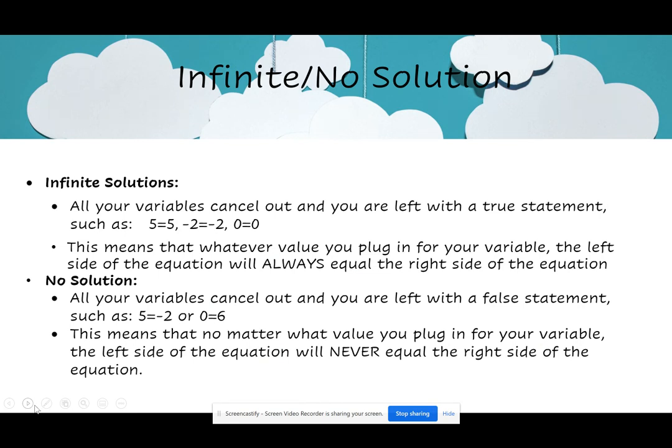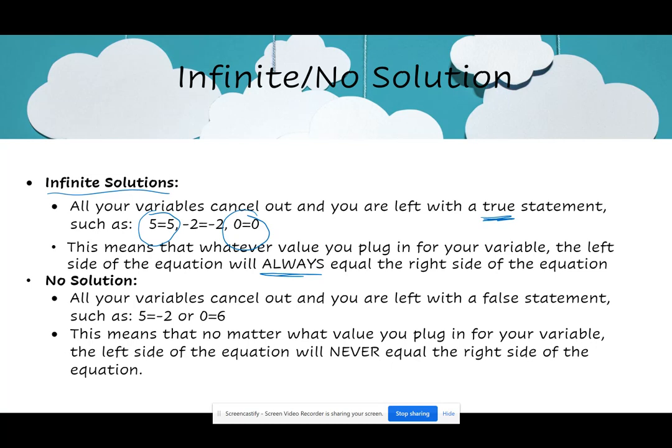Now, in some cases, we are going to have something called infinite solutions and no solutions. We'll go through examples of each of them, but infinite solutions is when all your variables cancel out in your problem, but you're left with a true statement. So like 5 equals 5. Does 5 equal 5? Yes, it does. So that means it's infinite solutions. You could get like 0 equals 0, 2 equals 2, negative 100 equals negative 100. As long as the statement is true and both sides do equal each other, you will get infinite solutions.